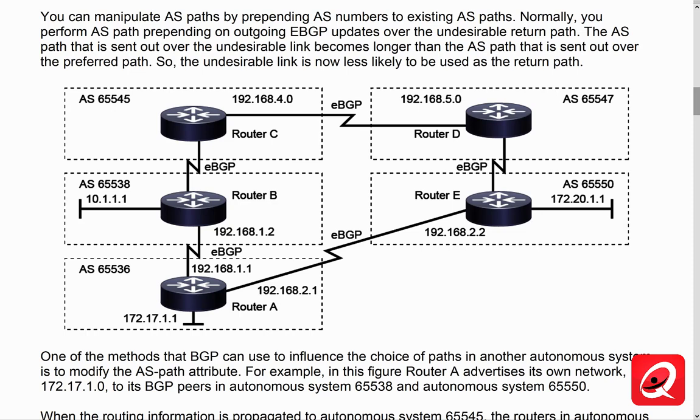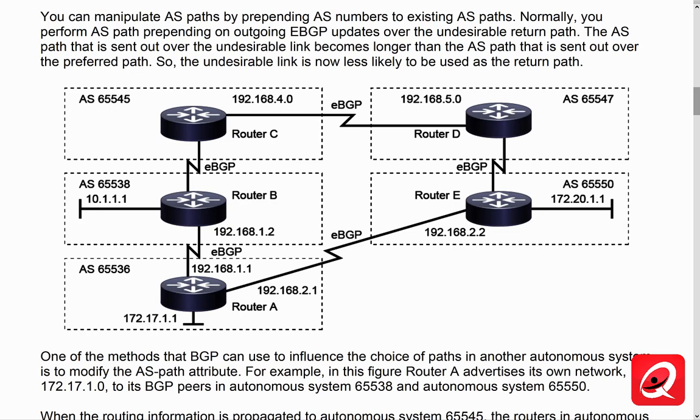One of the methods that BGP can use to influence what path we decide to take through different autonomous systems is the AS path attribute. This is the fourth option in the list, if you will, after weight, local preference, and origin. So router A is advertising the 172.17.1.0 network to its peers in autonomous systems 65550 and 65538. And when the routing information gets processed and propagated to 65545, then the routers in AS65545 have reachability information about that network from two different locations.